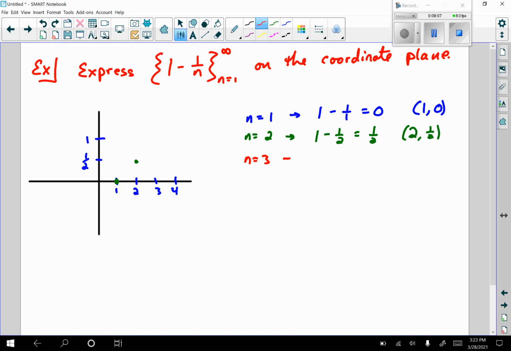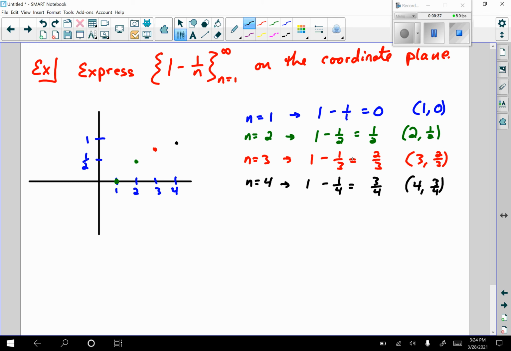When n is 3, I'm going to get 1 minus 1/3. So that's going to give us 2/3. So I have the point (3, 2/3). I'll say that's right about here. When n is 4, we're going to get 1 minus 1/4, so that'll give us 3/4. So we're plotting the point (4, 3/4). So we're right about here.